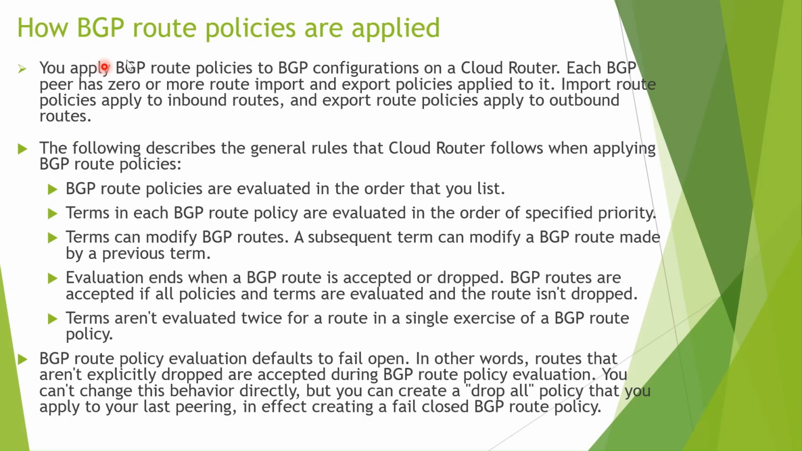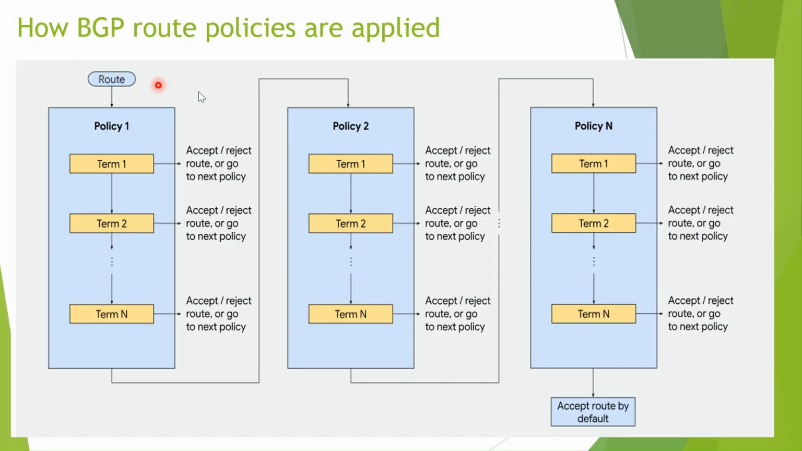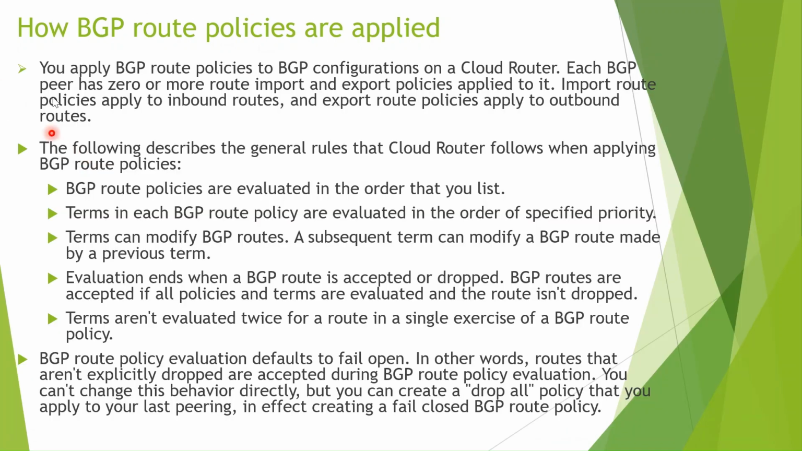So let's see how BGP route policies are applied. We have talked so much about policies. So this is an example for that. Before that, let's do some theory also. We apply BGP route policies to the BGP configuration on a cloud router. So basically, on a cloud router we create these route policies, and each BGP peer has zero or more import or export policies applied to it.